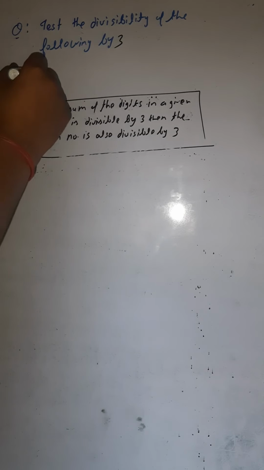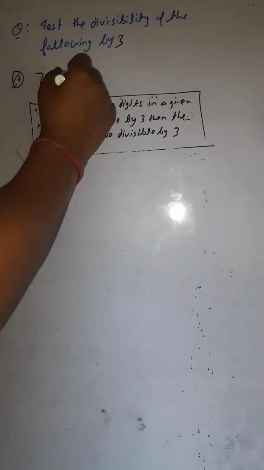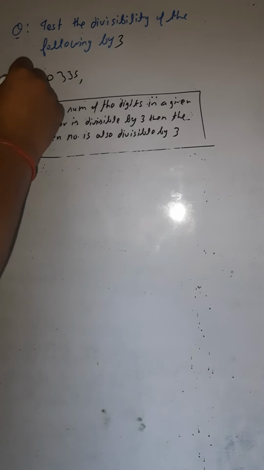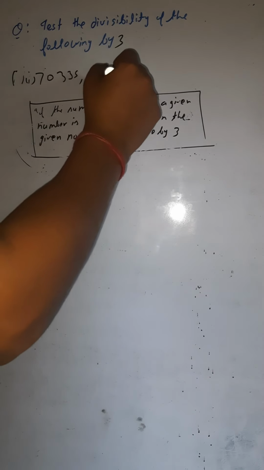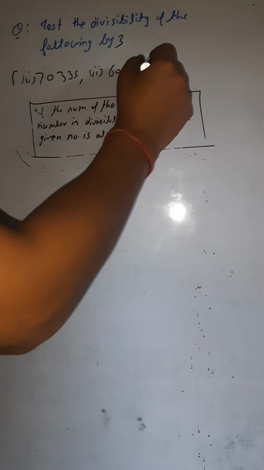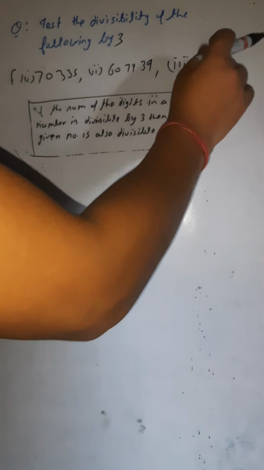Okay, let me write some examples. Let's suppose we have the number 70,335. This is the first. Then you have the second question here, 607439. Then we have the third question here, let's say it is 9082746. These are the given numbers. Now you have to check their divisibility by 3.